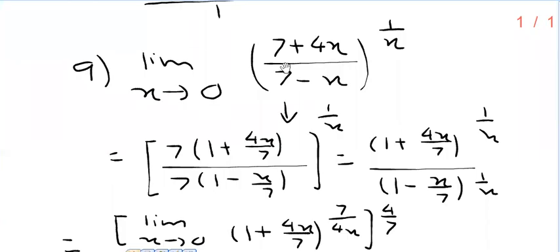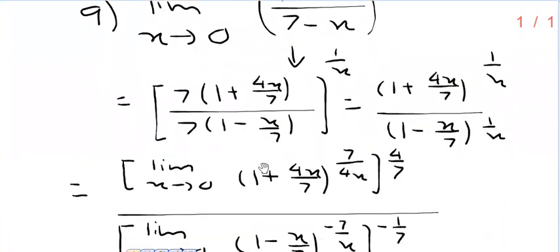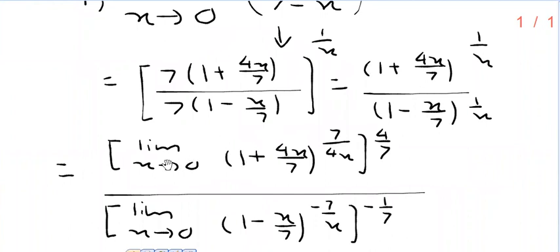Limit x tends to 0, (7 plus 4x upon 7 minus x) raised to 1 upon x. Now within the bracket, take 7 common from numerator and denominator and cancel it to get this. Now (a upon b) raised to m is a raised to m upon b raised to m. Limit x tends to 0, 1 plus 4x by 7: something is added to 1, the same thing tends to 0. So the required index, I'm not saying original, the required index is the reciprocal of this.